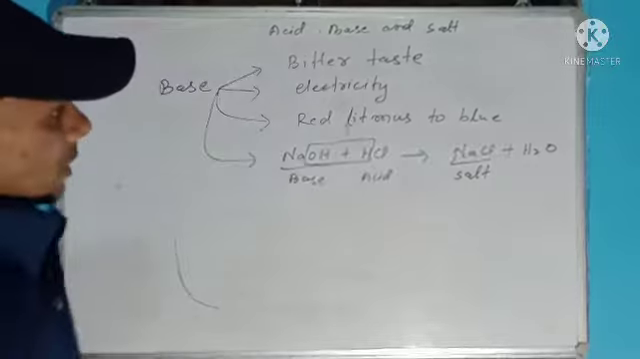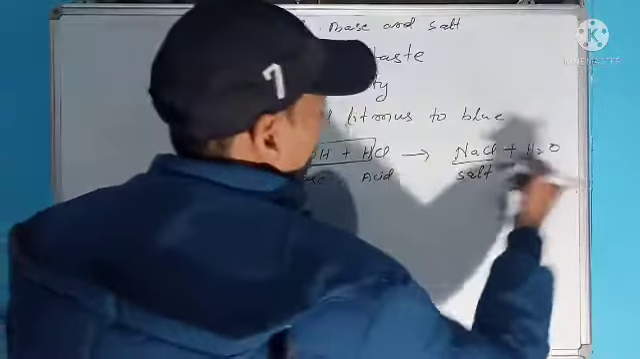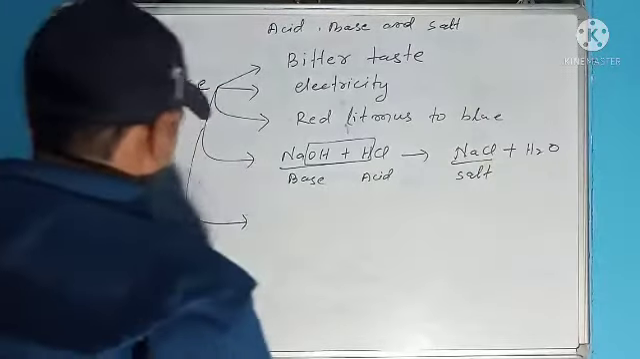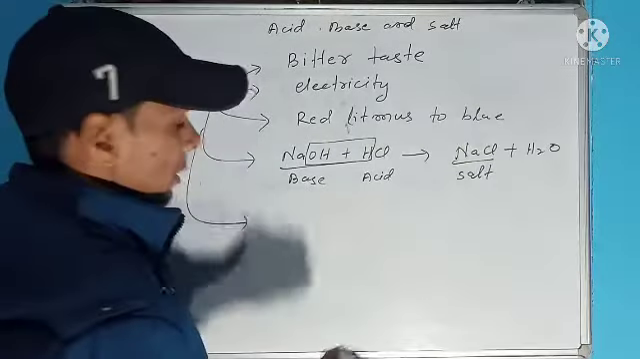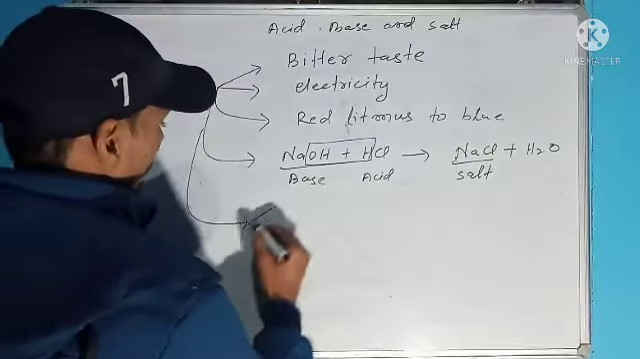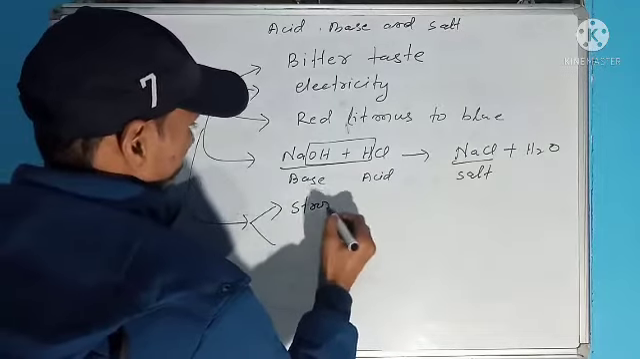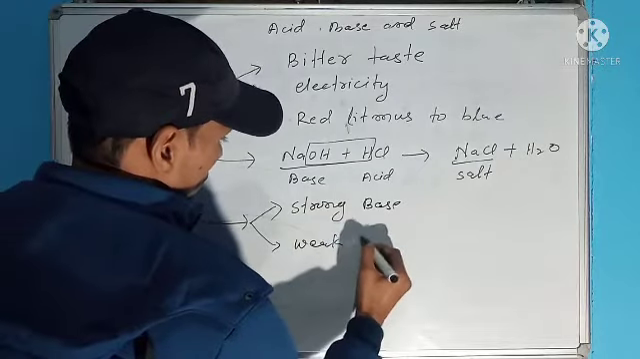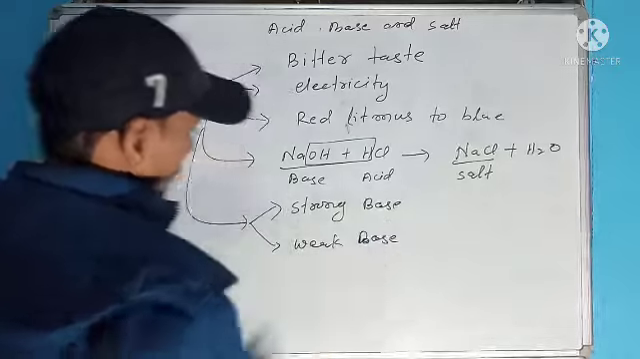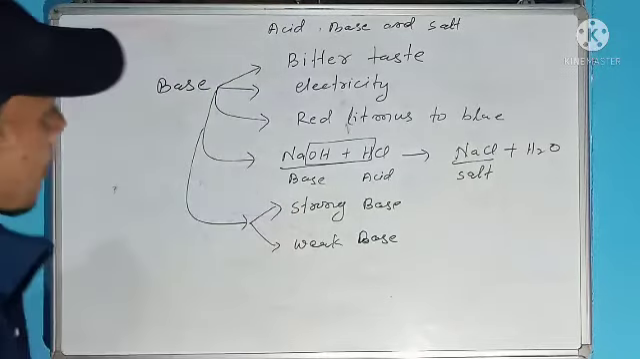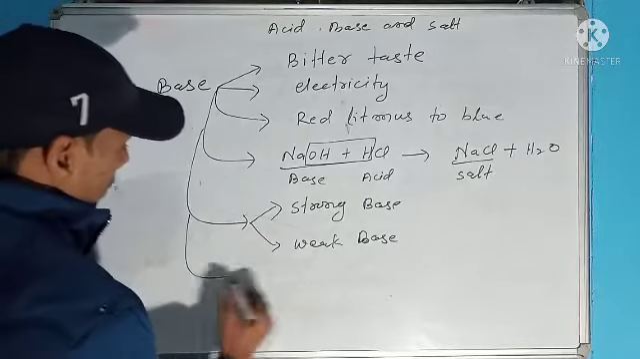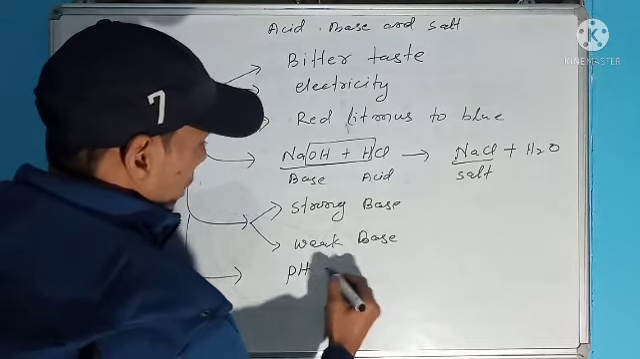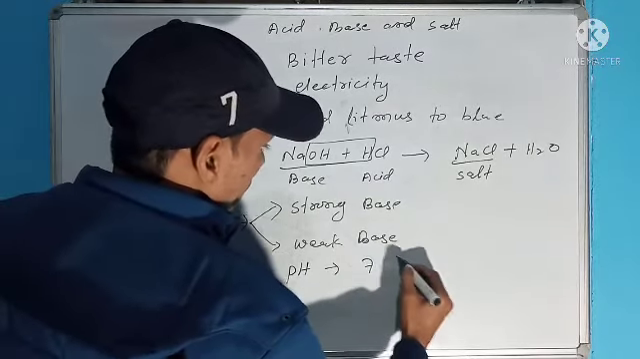So this is salt and this is water. There are two types of base: a strong base and a weak base. The pH value of a base is more than 7 and less than 14.